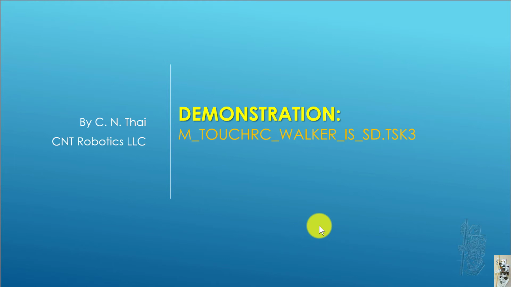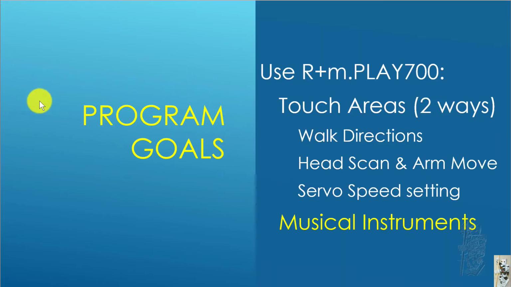Hello everyone, this is a demonstration of the example code Touch RC Walker. IS means independent servo control of the head and the arm. SD means smart device. So the goals are multiple for this example. To show you how to use the R+m.PLAY700 app.